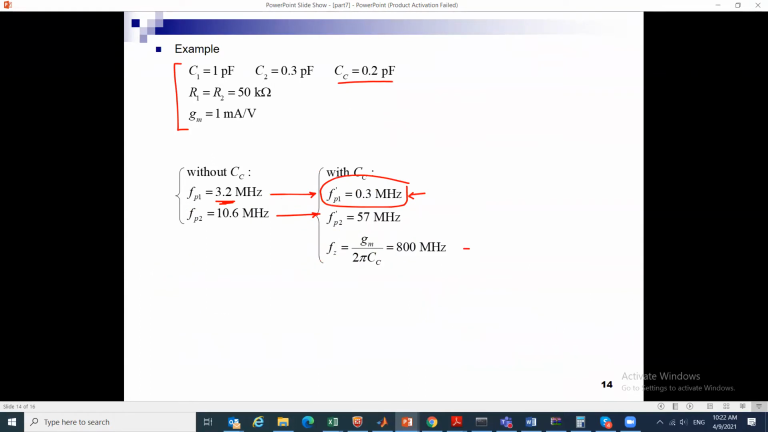Let us look at here. This is an example of the complex numerical equations that we have there. We start with FP1 equals 3.2 and end up with it being 0.3 megahertz. In this case, it shrunk by 10x, where the coupling capacitor is 0.2 picofarad. And for FP2, it was 10, it becomes 57, and we have a 0 at 800 megahertz. The 0 is very far. Now we are going through this at a high level and not numerically involved; the objective is just to demonstrate the concept in this application.